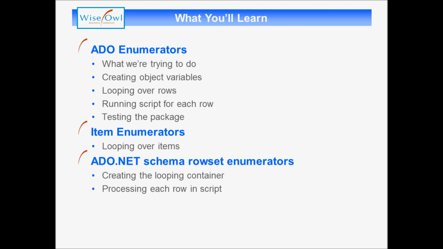We'll look at how to create the looping container, and then how to process each row within the loop within script. And finally, we'll have an overview of looping over XML files using a node list enumerator, and show how to loop over all the nodes in the file. So let's get started.